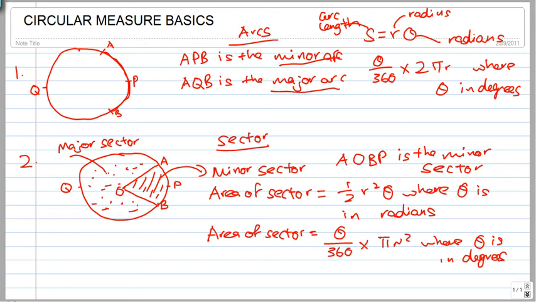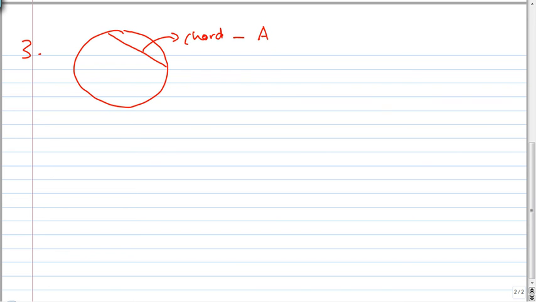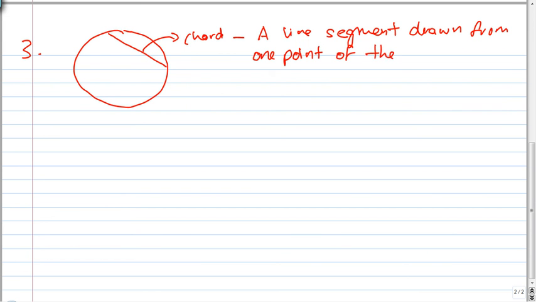Okay, let's move on down to the second page. Another thing you have to know would be what's a chord. So you have a circle here. If I draw a line like that, this is known as a chord. So what's a chord? A chord is actually a line segment drawn from one point of the circle to another.